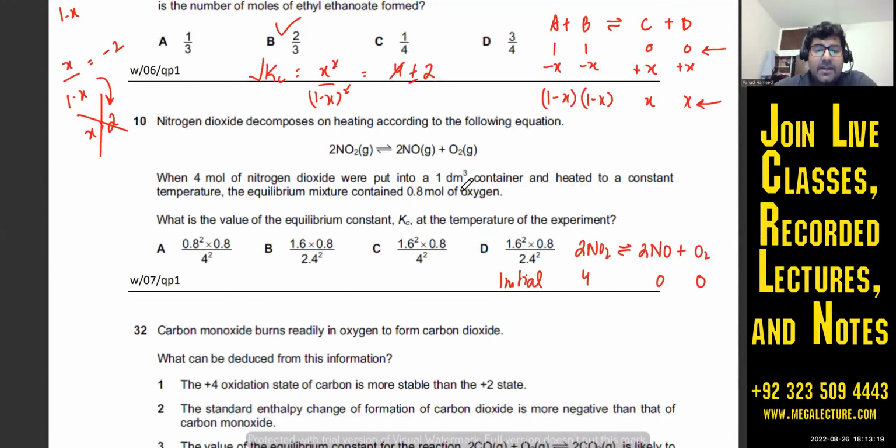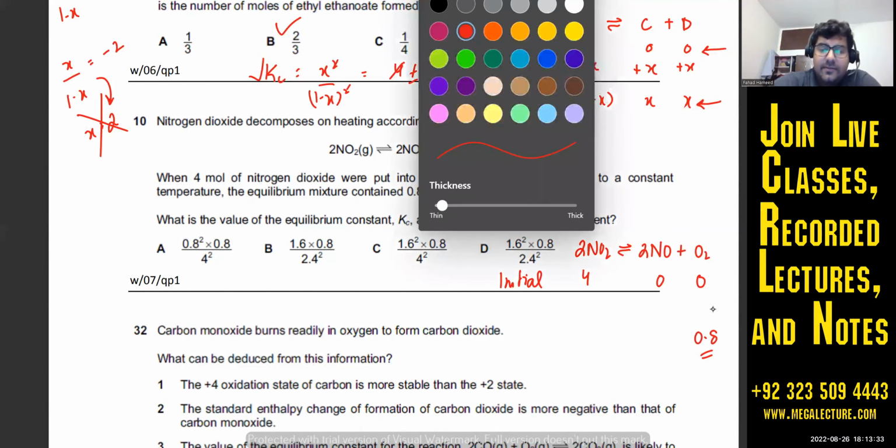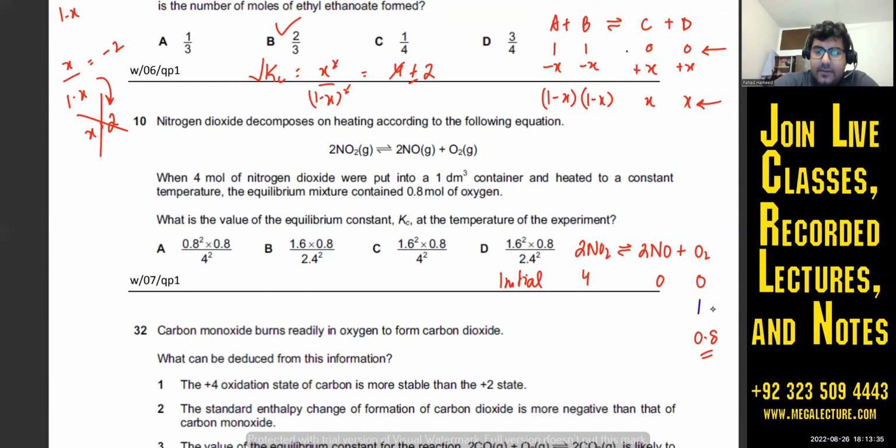At equilibrium, there are 0.8 moles of oxygen. So at equilibrium, you've got 0.8 moles of this. So what does this mean? It means you started off with 0, but now you've got 0.8. That means 0.8 got produced. I'll write it as plus 0.8. That means there's a reaction happening and plus 0.8 moles are getting produced. So if one gets produced, two of these will also get produced. So if 0.8 gets produced, there will be 1.6 moles of this also getting produced. They are produced in a 1:2 ratio, okay?